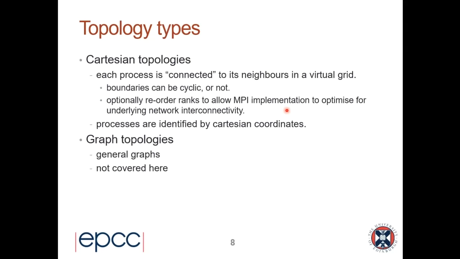So if you allow MPI to reorder, it means that the rank in the new communicator is not the same as the rank in the old communicator. And that means something else you have to remember. Again, that's there in principle. In practice, I've never seen MPI do a particularly good job of this. But anyway, it's there. Graph topologies are general graphs, and they're not covered here, but you can look it up. The concepts are very similar.